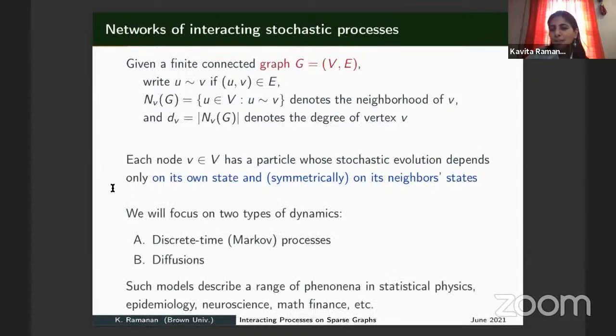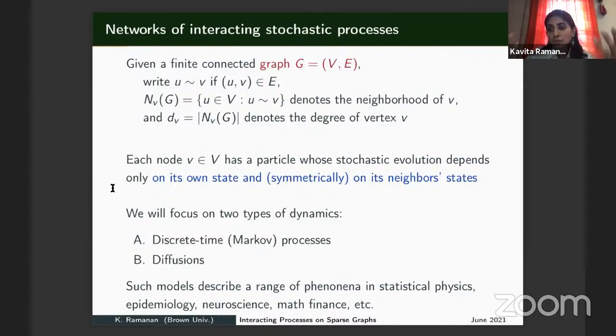And we're going to look at stochastic processes where each node has a particle whose stochastic evolution depends only on its own state and symmetrically on its neighbor states with respect to some underlying interaction graph G. So you might have just n particles, and then their dynamics is determined by this underlying graph structure where the infinitesimal evolution, or the instantaneous evolution in the discrete time Markov chain case, depends only on the states of the neighbors and itself.